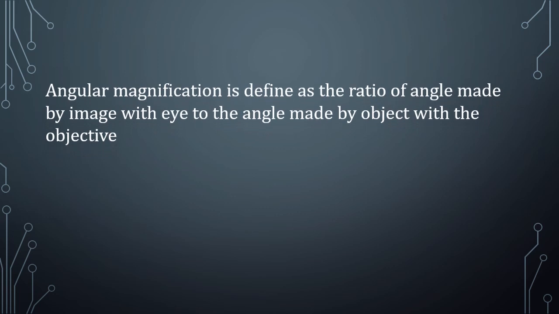Now, angular magnification is defined as the ratio of the angle made by the image with the eye to the angle made by the object with the objective. That is, m will be equal to beta over alpha. From those two equations, we get beta equal to AB over FE and alpha equal to AB over FO. So therefore, m will be equal to AB over FE, whole over AB over FO. So here AB will get cancelled out and we will get m equal to FO by FE.